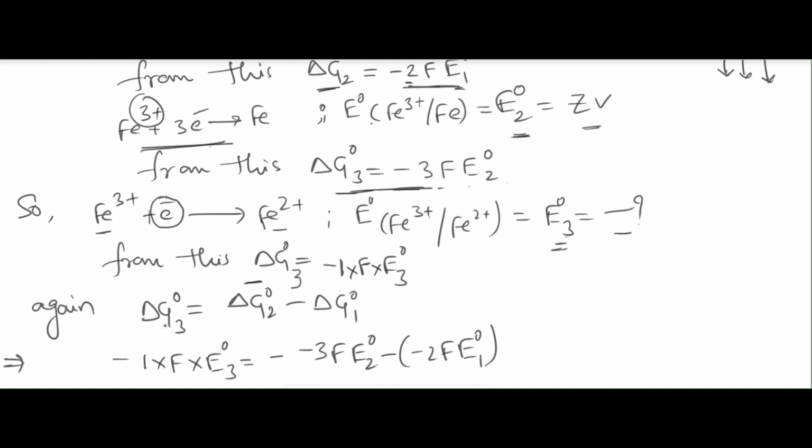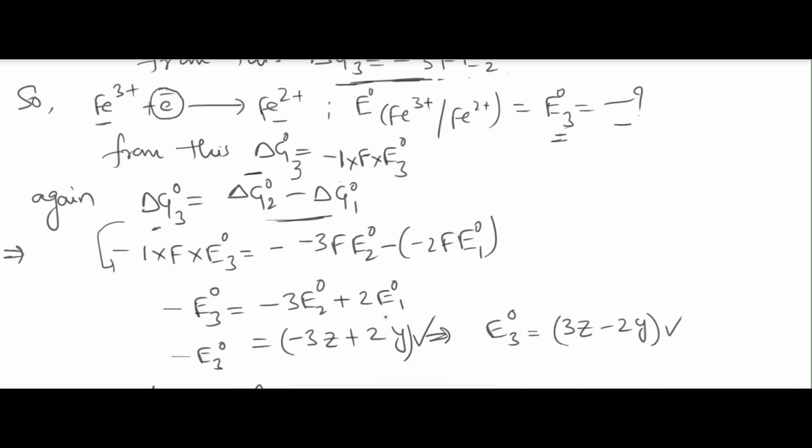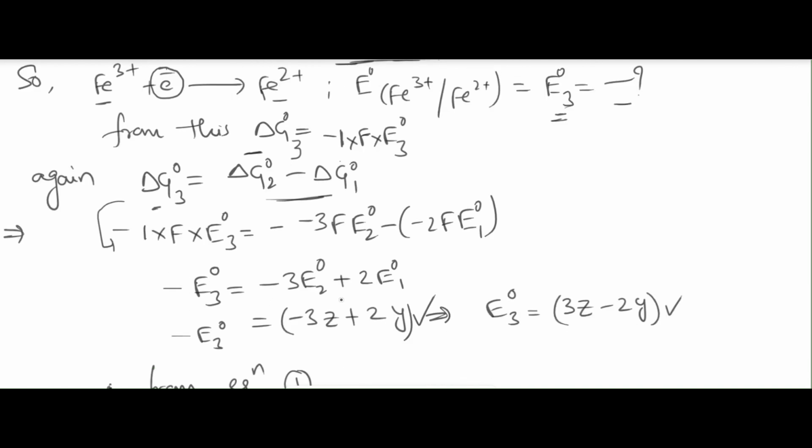As per the extensive property, the Gibbs energy of the required half cell reaction is the difference between the Gibbs energies. Therefore delta G3 naught equals delta G2 naught minus delta G1 naught. Substituting these values and simplifying, I get minus E3 naught equals minus 3E2 naught plus 2E1 naught. Substituting E2 naught as Z and E1 naught as Y, upon simplifying I get E3 naught equals 3Z minus 2Y.